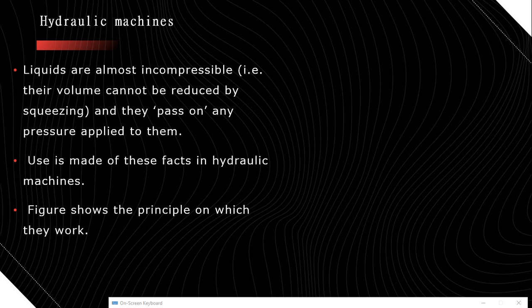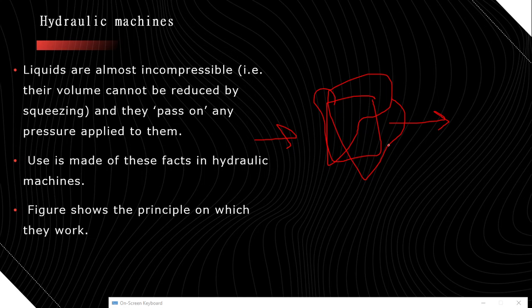Similar is the case with hydraulic machines. Liquids are almost incompressible, that is, their volume cannot be reduced when they're squeezed, and they pass on any pressure applied to them. So if I apply some pressure to this piece of liquid and run a piston through it, then it will deliver the complete pressure to this piston that is attached next to it, or that it is applying the force on. Use is made of these facts in hydraulic machines.